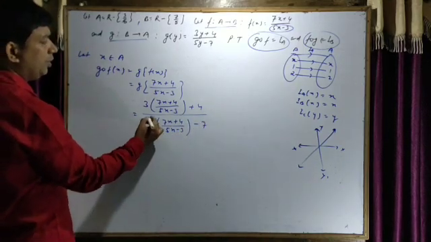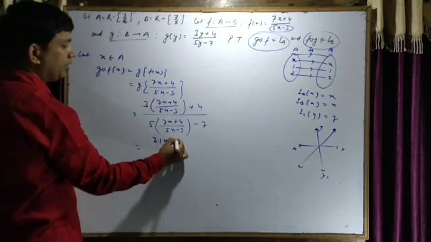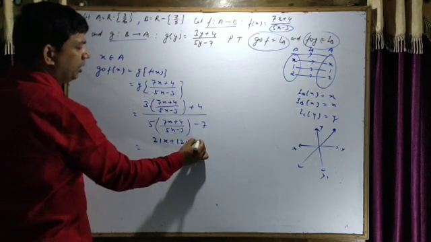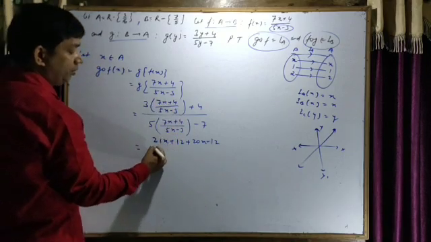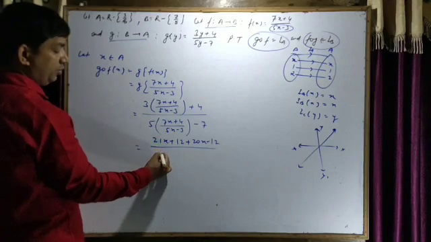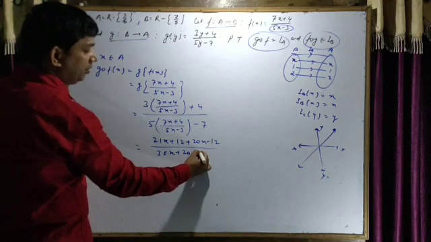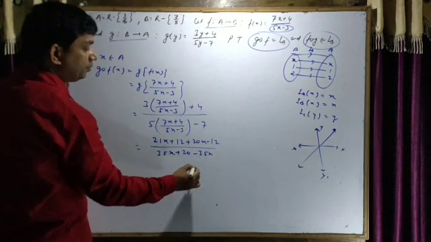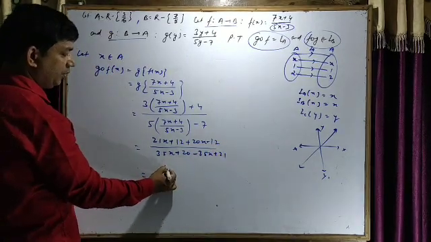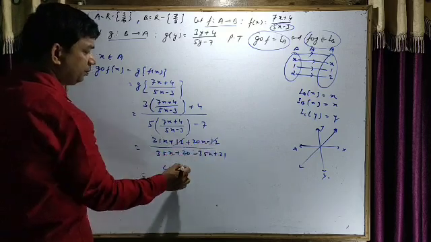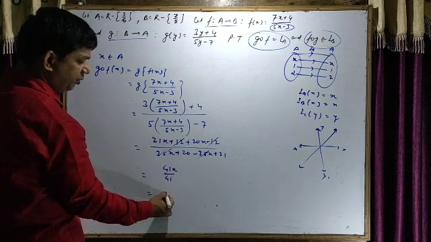Now it is 21x plus 12 plus 20x minus 12. In the LCM, both denominators will be cancelled here and here. So it is 35x plus 20 minus 35x plus 21. So this is 41x over 41, cancel. This also cancels, so this equals x.